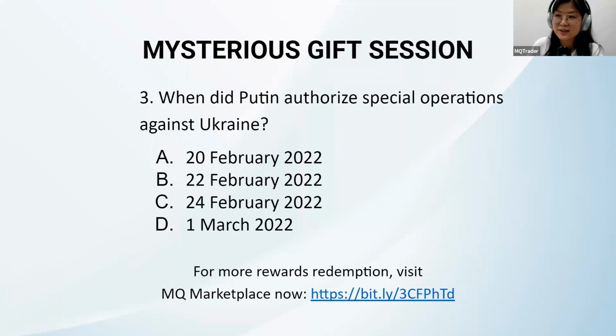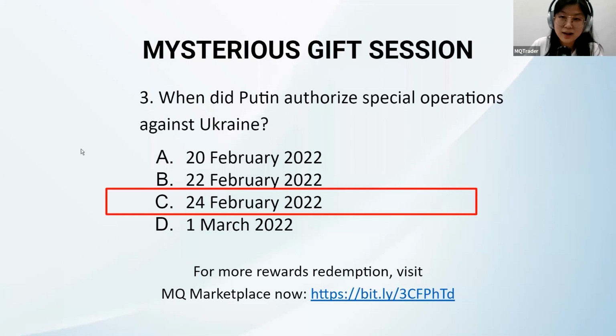Okay, when? The answer is 24th of February. If you have heard clearly from the beginning of Mr. David's sharing, it's C, 24th of February. The 20th is the Winter Olympic closing ceremony, and the 22nd is when Putin actually recognizes the breakout region of Ukraine. So the answer is C. 24th of February is when he actually authorized the special operations against Ukraine.